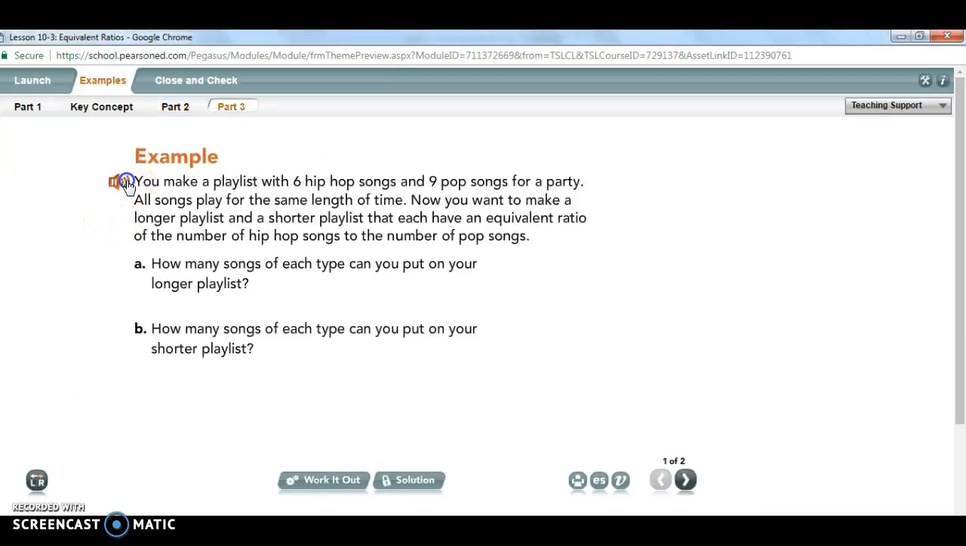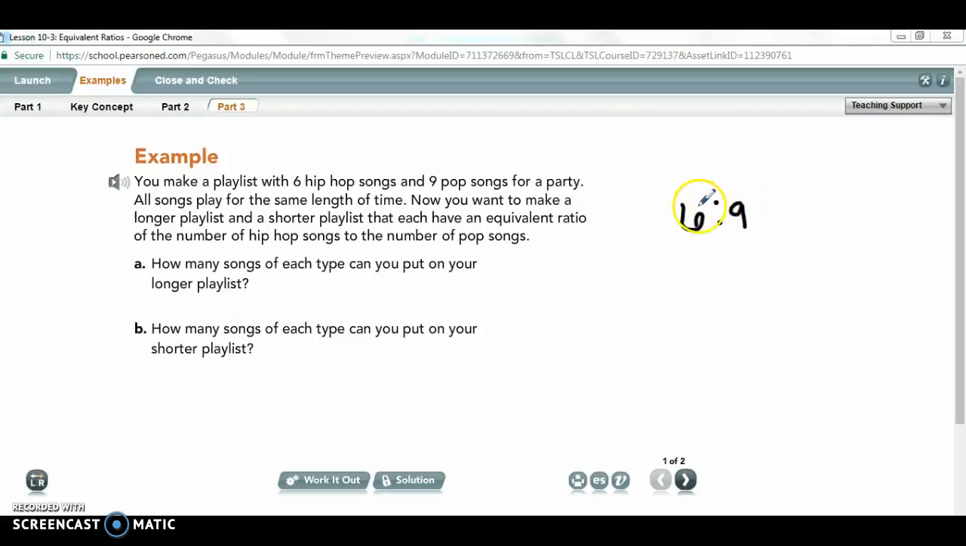Moving on to our part 3. You make a playlist with 6 hip-hop songs and 9 pop songs for a party. All songs play for the same length of time. Now you want to make a longer playlist and a shorter playlist that each have an equivalent ratio of the number of hip-hop songs to the number of pop songs. Part A. How many songs of each type can you put on your longer playlist? Part B. How many songs of each type can you put on your shorter playlist? So what we need is equivalent ratios for 6 to 9.